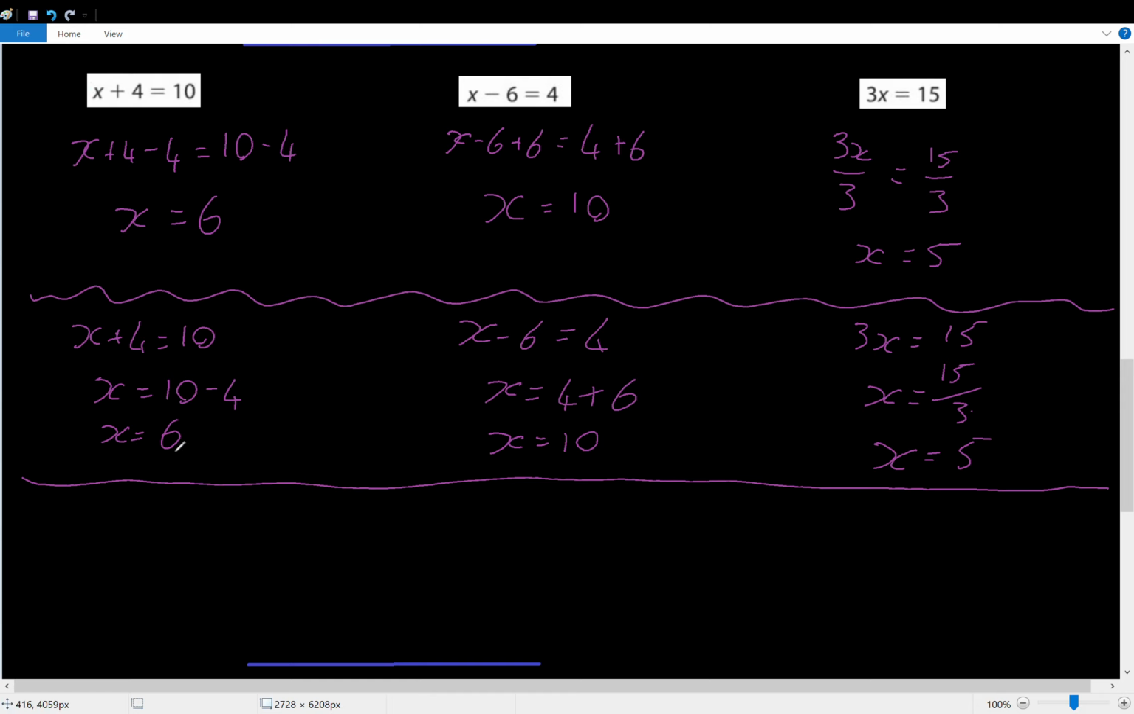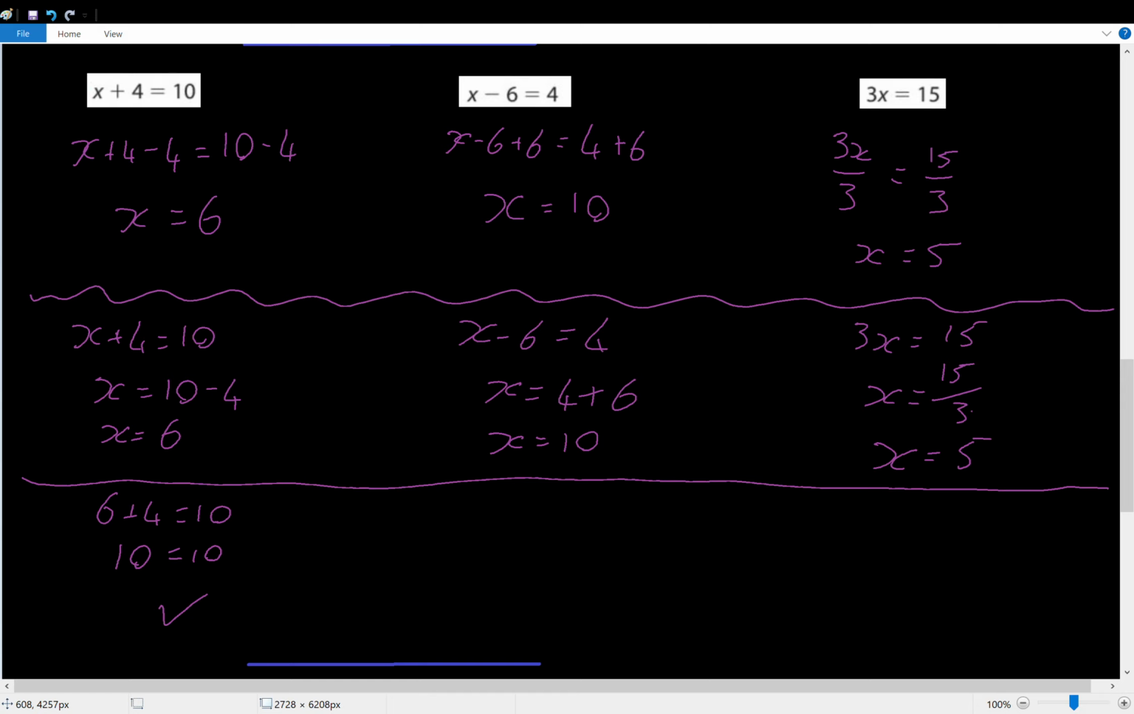We have x is equal to 6, and we're told at the start that x plus 4 equals 10. Well, let's put 6 in and see if that works. So 6 plus 4 equals 10. Well, 6 plus 4 is 10, so 10 is equal to 10. So that checks out. If we're asked to verify our solution, that would be it verified. If we needed to check our solution because we were unsure, that's how we would go about doing it.